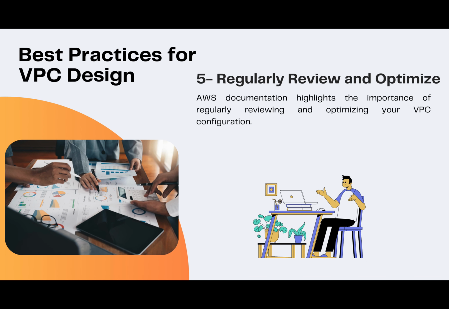5. Regularly review and optimize. AWS documentation highlights the importance of regularly reviewing and optimizing your VPC configuration. This includes checking for unused resources, optimizing routing and security rules, and staying up to date with the latest AWS features and best practices.